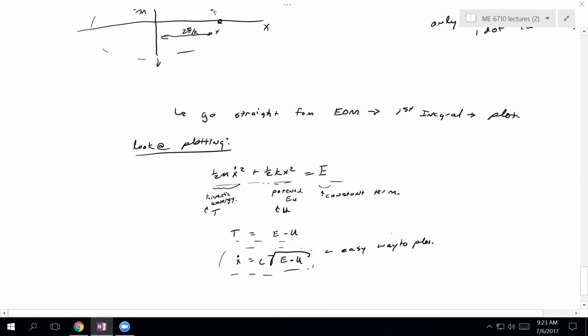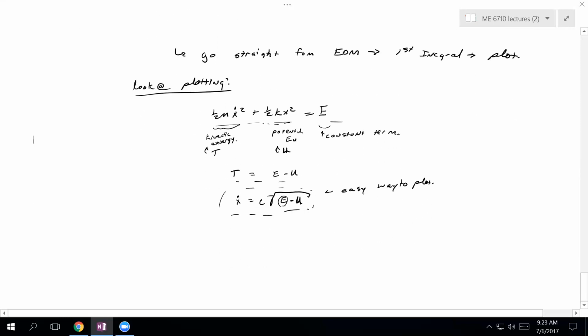So what do I have to do? Well, I have to put in my constant E, assume some energy state, subtract out the current U, and that gives me the x dot. So let's look at this one as an example. First I'm going to do my U E plot, and I'll consider some various values of energy because there could be many.